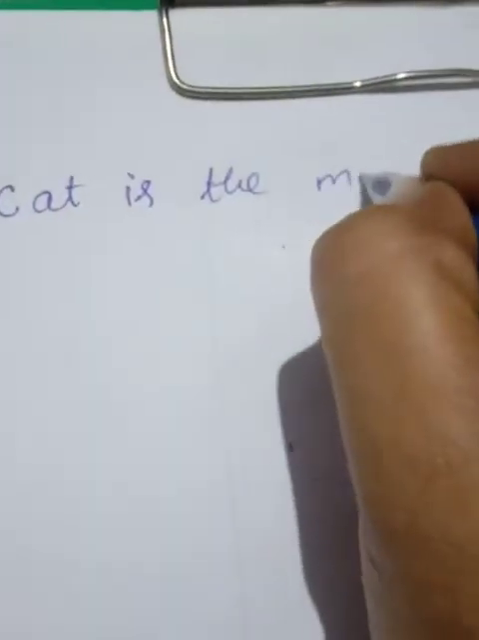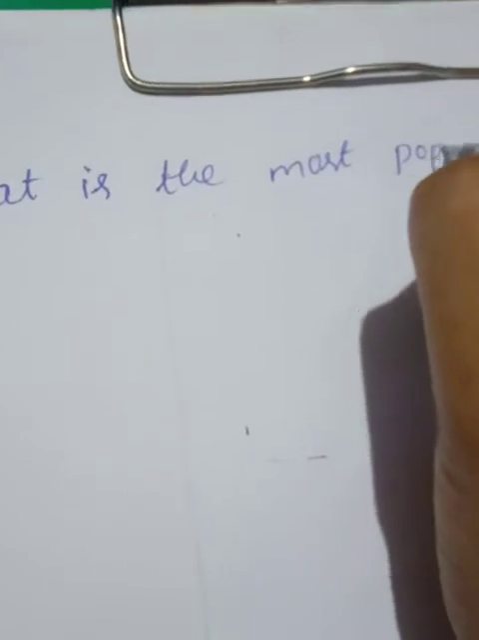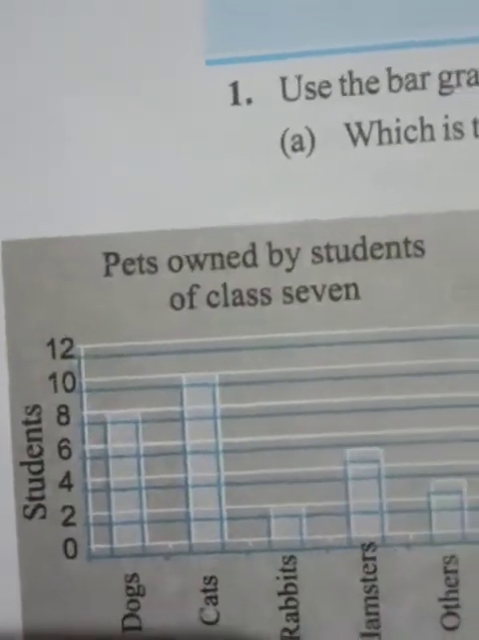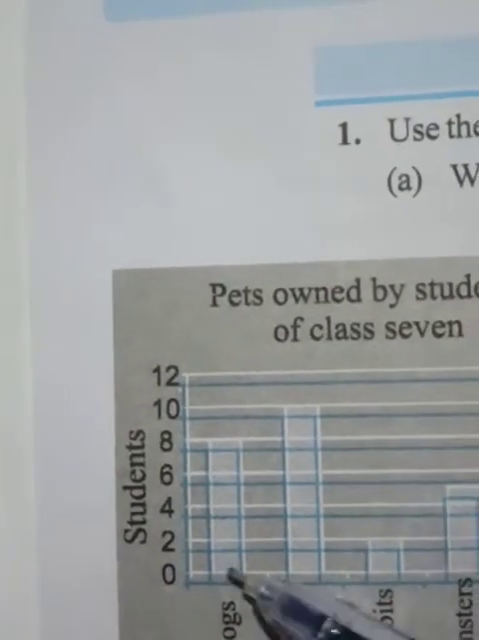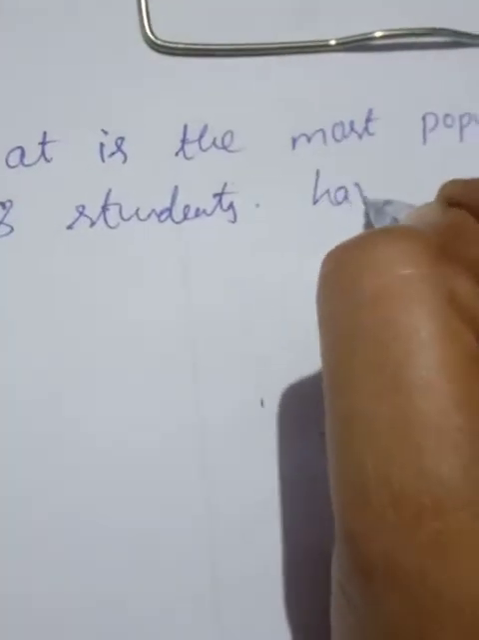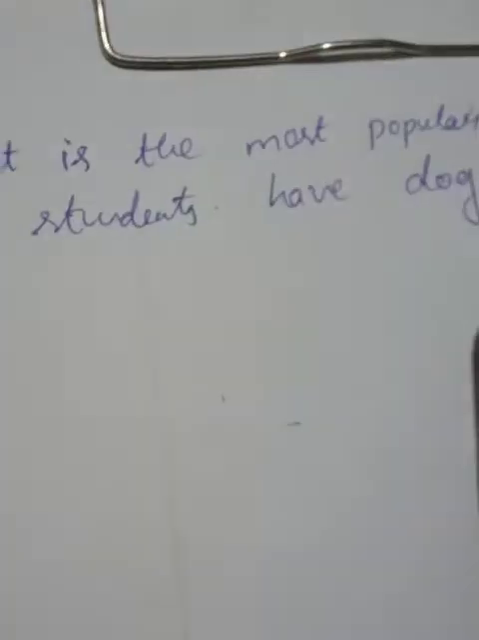Which is the most popular pet? Cat is the most popular pet. I think you understood this one. And then how many students have dog as a pet? See the graph and see how many students have a dog as a pet. That is 8 members. Just you write here 8 students have dog as a pet. Understood?